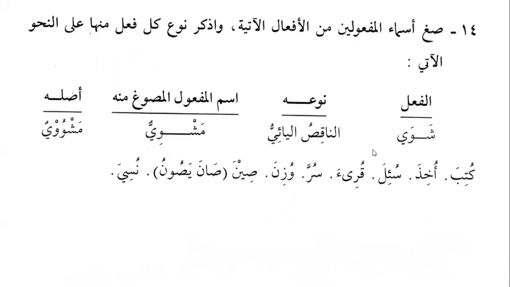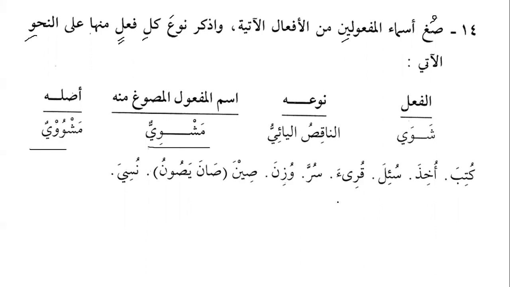صغ أسماء المفعولين من الأفعال الآتية. So we have to form asma'ul maf'ul, which are the passive forms of the noun, and mention the kind of every verb on the following pattern. So we can see here shawa, the naqis yai'i, and ismul maf'ul formed from it is mashwiyun, and asluhu mashwuyun. All right.